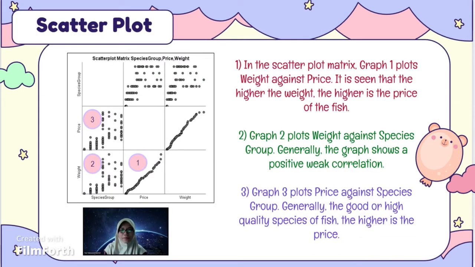Firstly, scatter plot. In the scatter plot matrix, graph 1 plots weight against price. It is seen that the higher the weight, the higher is the price of the fish. Graph 2 plots weight against species group. Generally, the graph shows a positive weight correlation. Graph 3 plots price against species group. Generally, the better or higher quality the species of fish, the higher is the price.